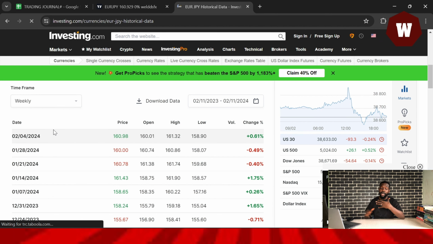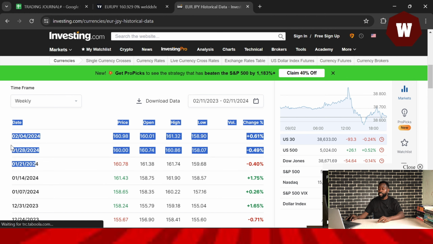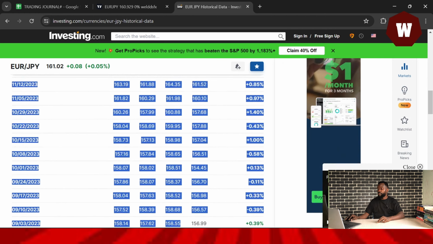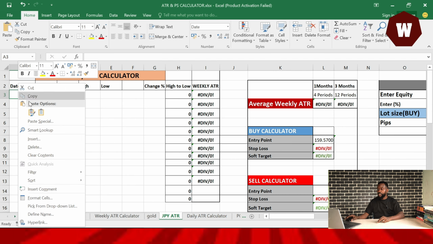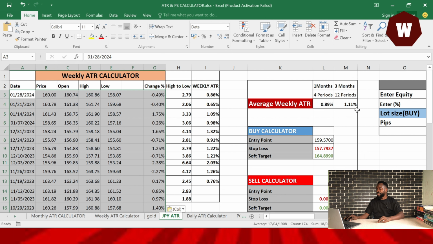If you are a very impatient person, you want this trade to close fast and give you that money, you can use the daily time frame. But me, I like using the weekly data to give the trade more room to play out. So when you download this data, you will just take it to your ATR calculator and paste it there. Once you paste it, it calculates the ATR for the past how many weeks? 12, for the past 3 months.